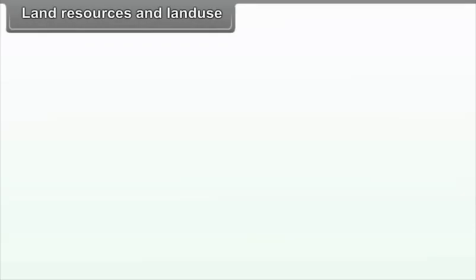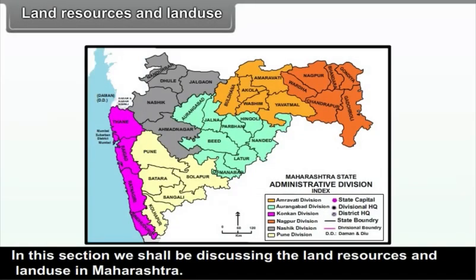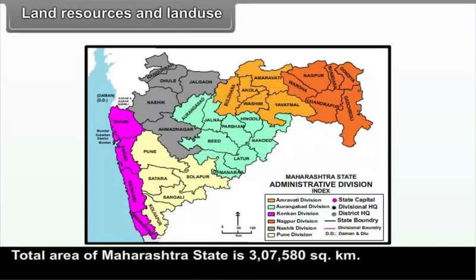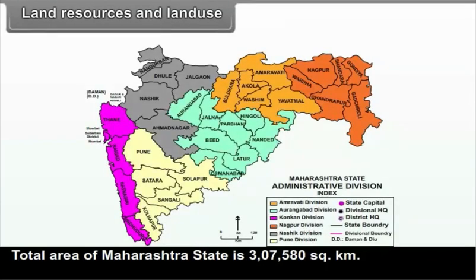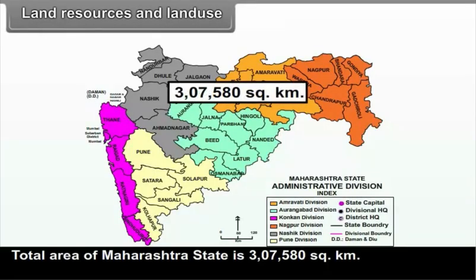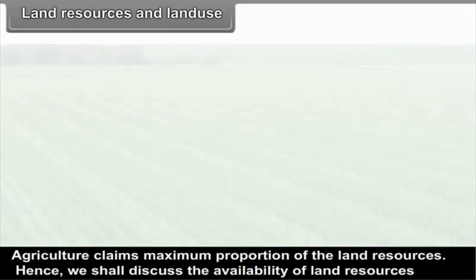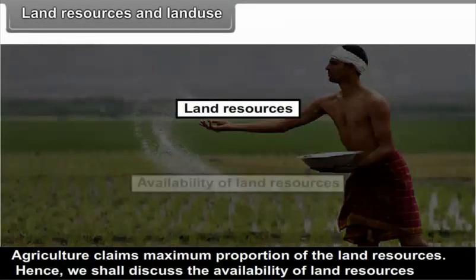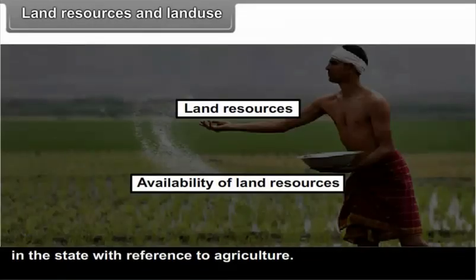Land resources and land use. In this section, we shall be discussing the land resources and land use in Maharashtra. Total area of Maharashtra state is 3,07,580 square kilometers. Agriculture claims the maximum proportion of the land resources. Hence, we shall discuss the availability of land resources in the state with reference to agriculture.